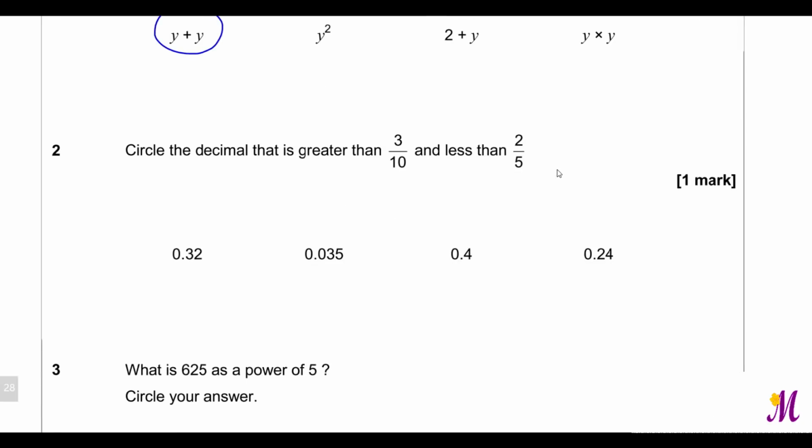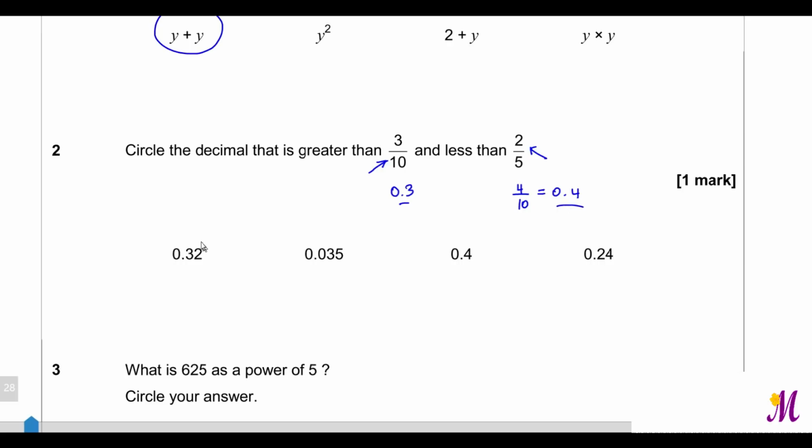Circle the decimal that is greater than 3/10 and less than 2/5. Since you are asked for decimals, it will be a good idea if we convert these two fractions into decimals as well. 3/10 will be 0.3, that's quite obvious. What about 2/5? It's actually equal to 4/10, so it's 0.4. We are now asked for the decimals greater than 0.3 but less than 0.4.